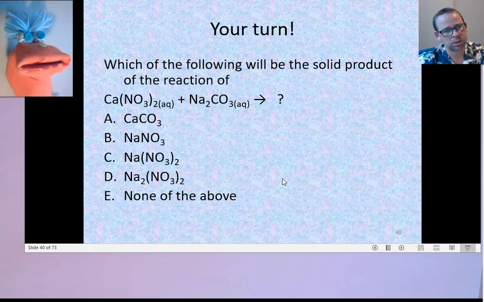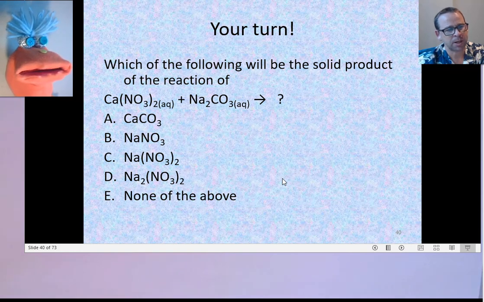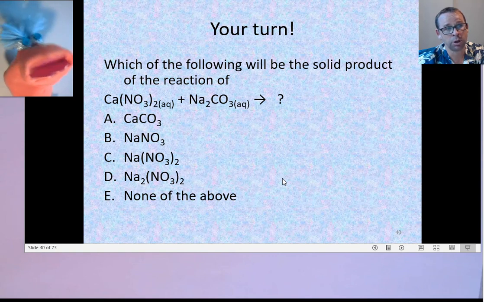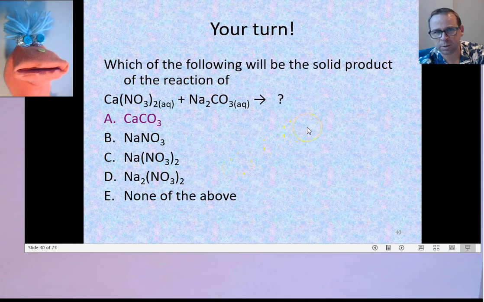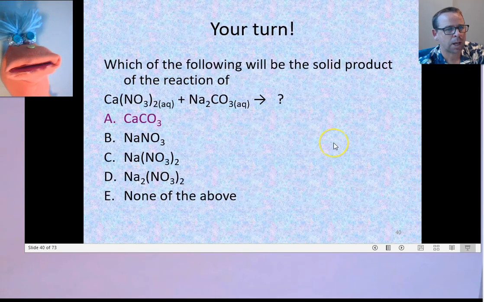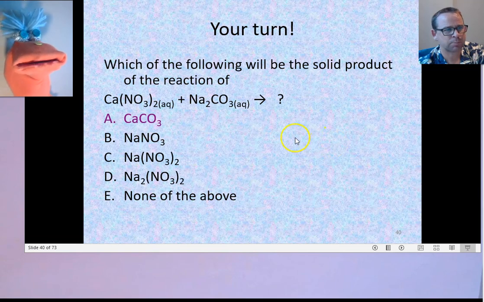Here's one for you folks at home as well. Push pause, take a look, try to find out what the products are, and see if any of them is going to be solid. Ready? Okay, tell us, Fred. Well, we got calcium carbonate and sodium nitrate. Sodiums are never precipitates, right? That's right. What about carbonates? Generally, they're precipitates. So I think, yeah, calcium for sure. So A. Okay, very good. A is our solid that's going to result from these reactants combining together. Okay, good job. We'll see you next time. Okay, bye.